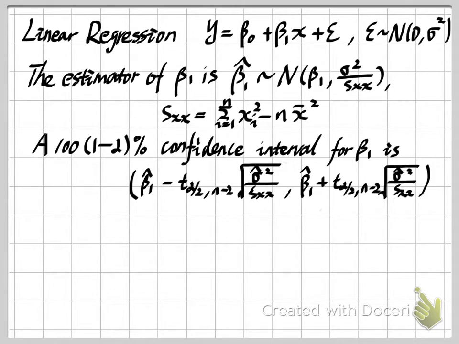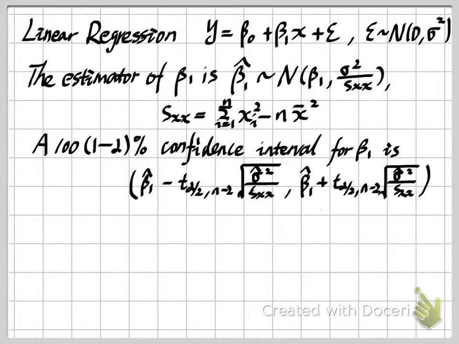So for a 100 times 1 minus alpha percent confidence level, we can have the confidence interval of our beta 1 as beta 1 hat minus t alpha over 2 comma n minus 2 times the square root of sigma squared hat divided by S xx. This is the left endpoint, and then we change the minus sign to a plus sign. This is our right endpoint.